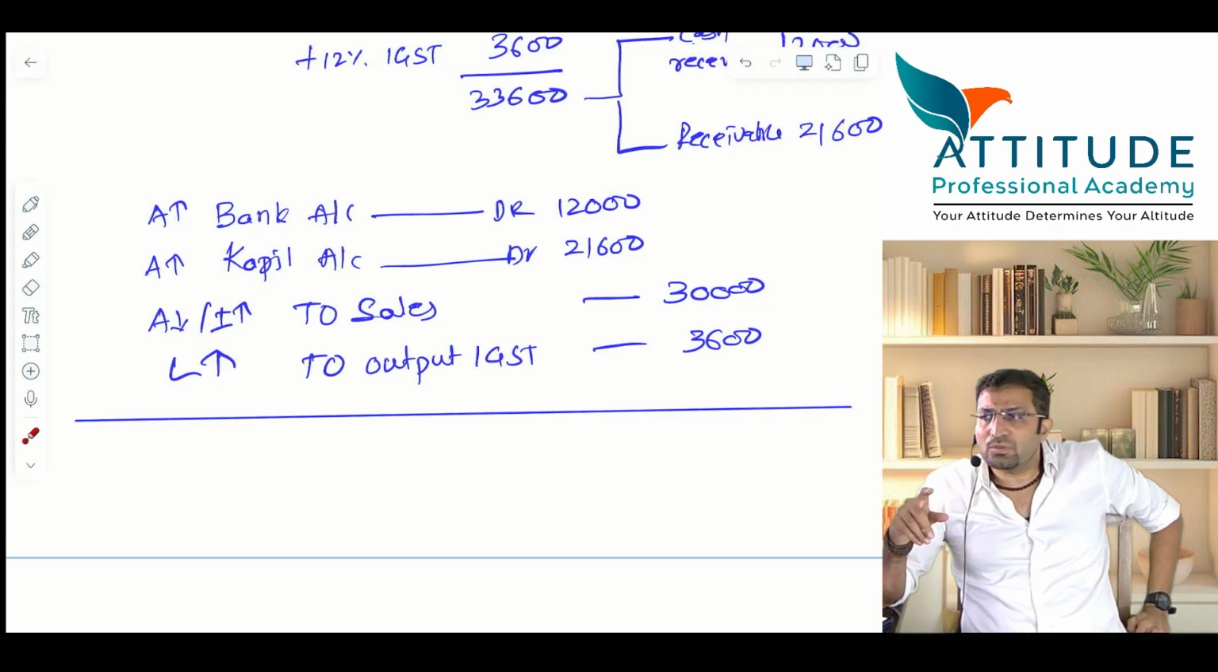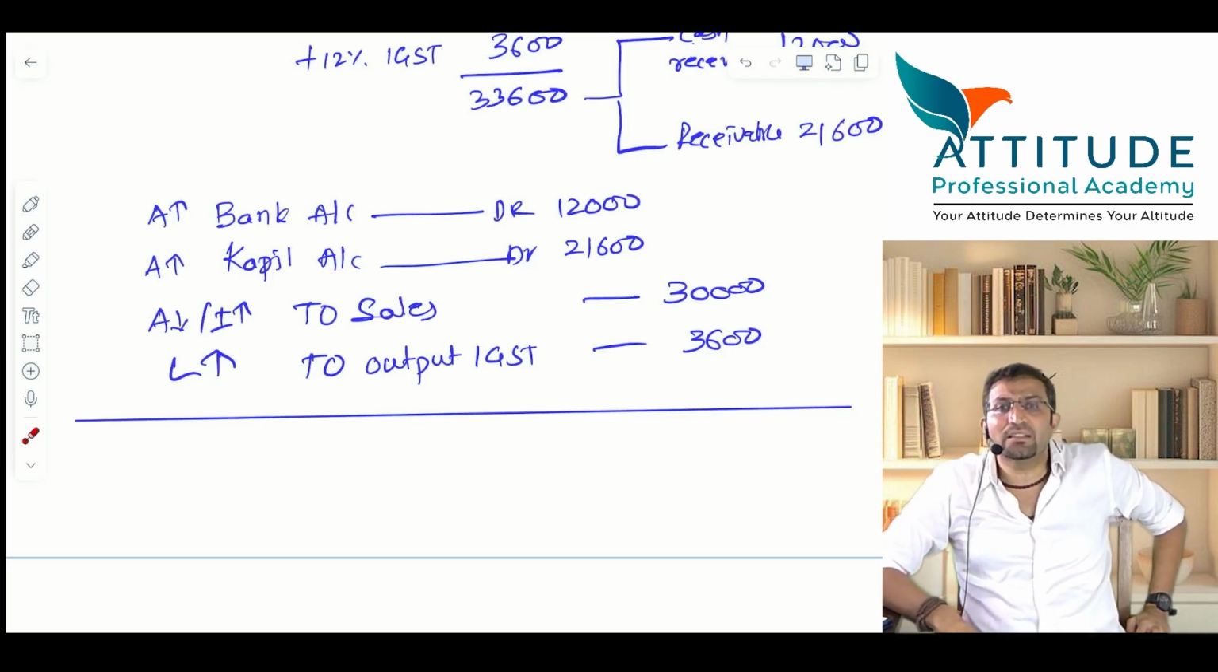Now, to that extent, you are allowing me a rebate. I am Kapil. You are allowing a rebate. It is something like discount allowed, but it is not discount allowed. Here it is known as rebate. Rebate is an expense for you. How much is the rebate?